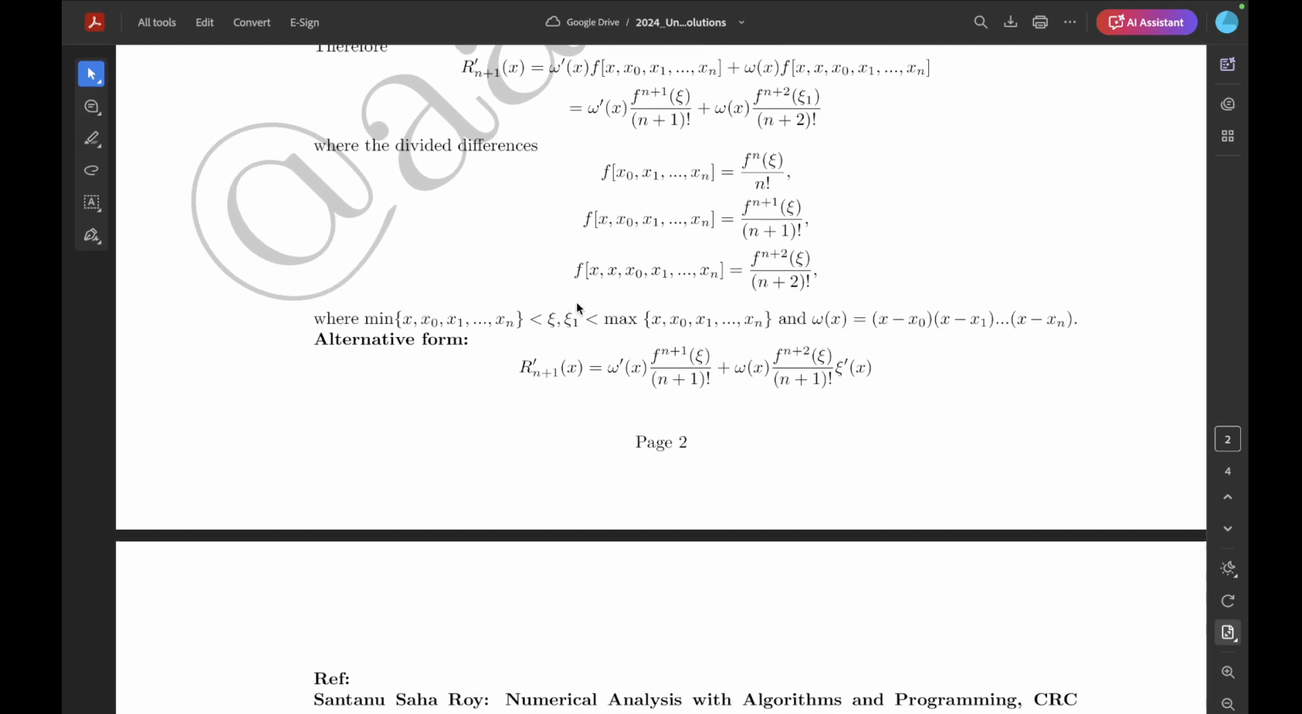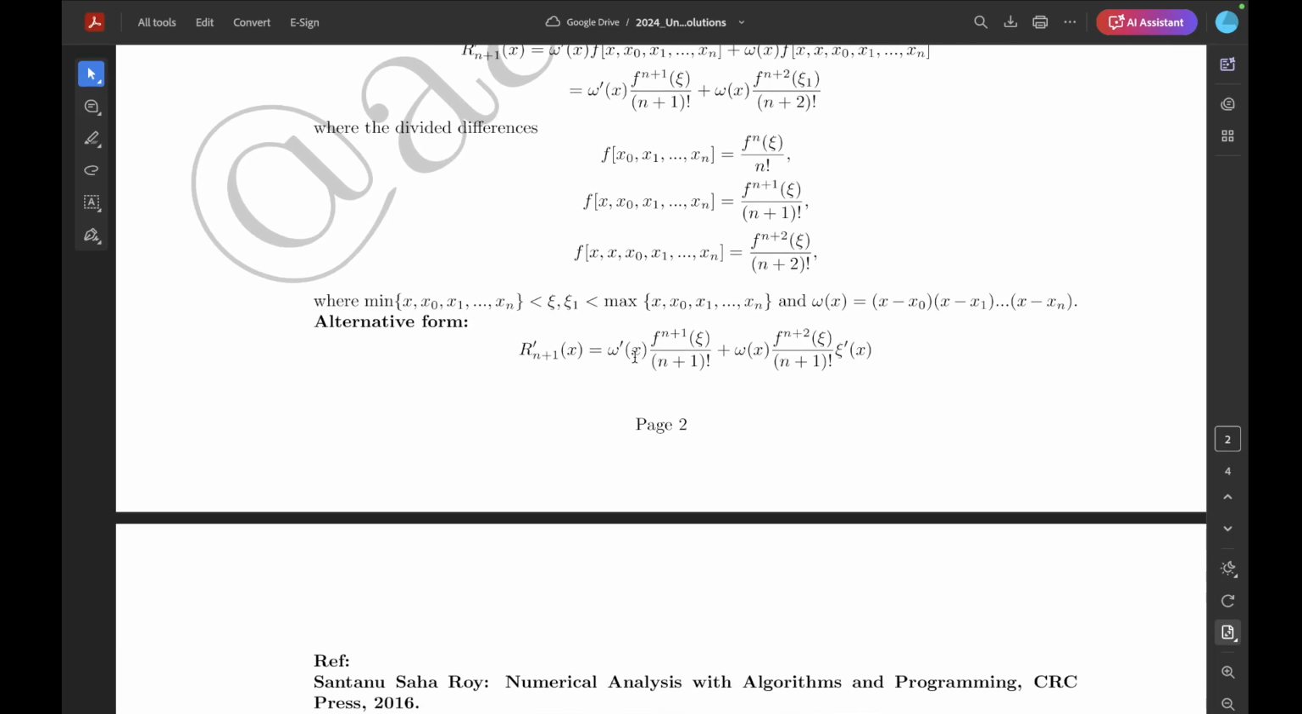We can find the alternative form: omega dash x f^(n+1) at xi, whole divided by (n+1) factorial, plus omega x f^(n+2) derivative at the point xi, whole divided by (n+1) factorial, and xi is a function of x, so xi dash x.